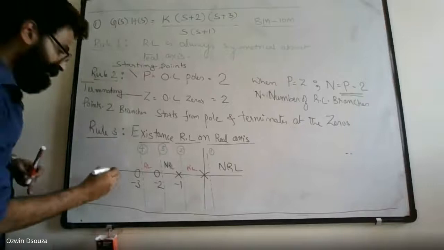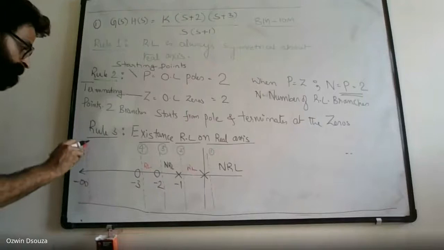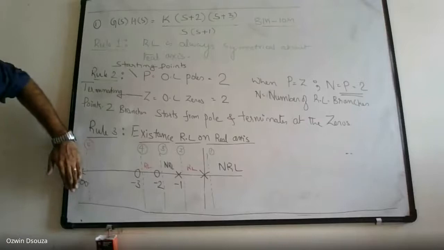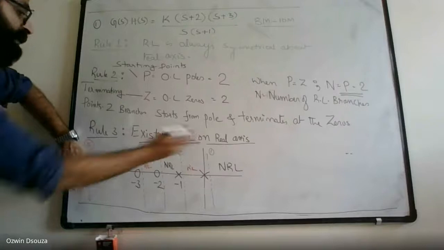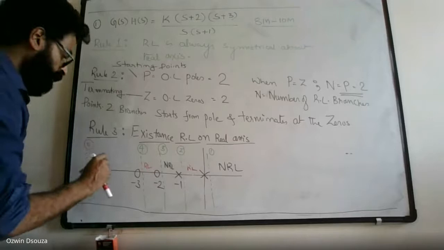Then as I said in the beginning, you will compulsorily have to consider a section at negative infinity. So this is going to be your fifth section, and taking negative infinity as your reference, you count how many poles and zeros are lying on the right hand side of section 5. 1, 2, 3, 4. 4 is an even number. So whenever you have an even number, you say there is no root locus.